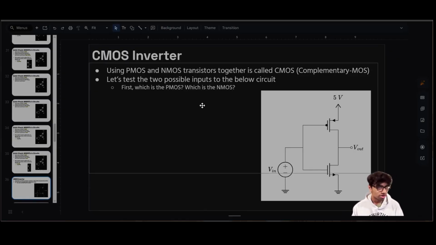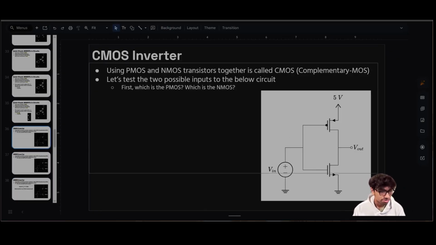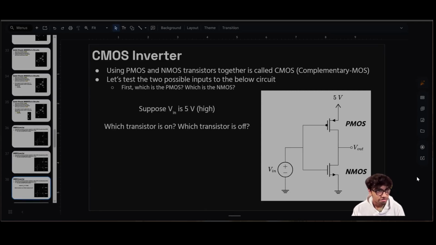So let's test the two possible inputs to the circuit below. But before we do that, let's identify which one's the PMOS and which one's the NMOS. Well, PMOS is on top and the NMOS is on the bottom. Okay. So if I input a 5-volt input, high means that the PMOS is off and the NMOS is on. So the PMOS is going to act like an open circuit because it is off. The NMOS is going to act like a short circuit because it is on.